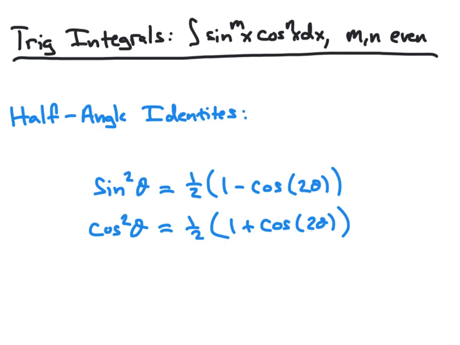As a quick reminder, those half-angle identities state the following. Sine squared of theta can be rewritten as 1/2 times the quantity 1 minus cosine of 2 theta, and cosine squared of theta can be rewritten as 1/2 times the quantity 1 plus cosine of 2 theta. These two identities will help us to rewrite even powers of either sine or cosine in terms of simply the cosine of double the original angle.